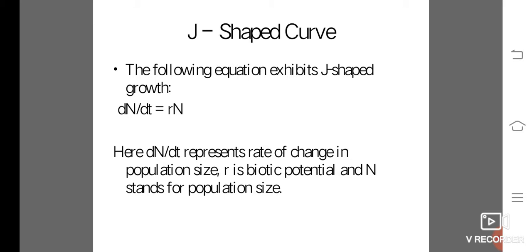The following equation exhibits J-shaped growth, that is dN/dt = rN. Here dN/dt represents the rate of change in population size, r is the biotic potential, and N stands for population size.